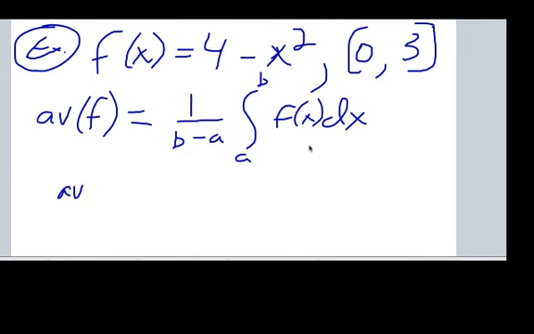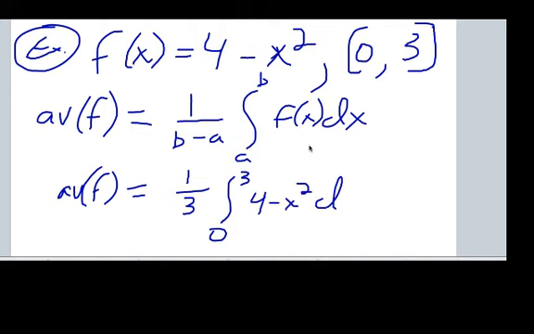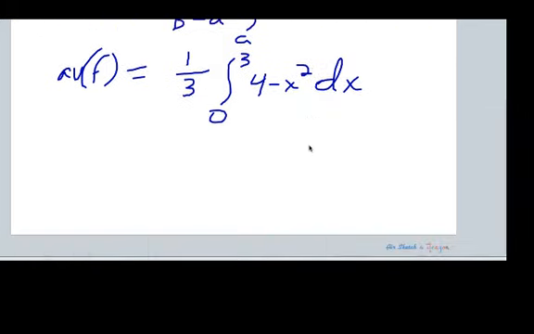So the average value of the function is 1 over b minus a. Well, we're going from 0 to 3, so 1 over 3 of the integral from 0 to 3 of the function 4 minus x squared dx. That's something you can put into your calculator, and you'll figure out that this is actually 1. So the average value of the function from 0 to 3 is just 1.